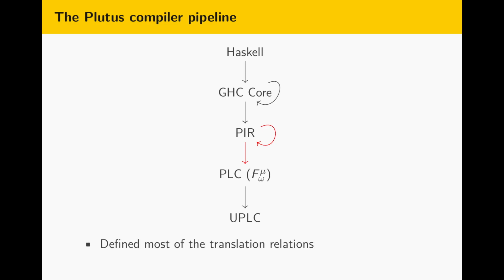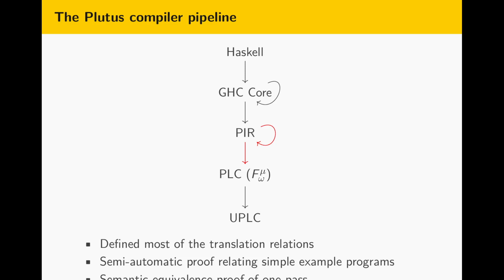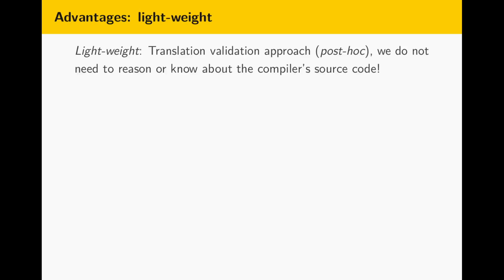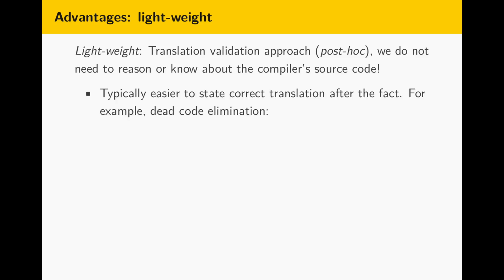So far we have defined most of the translation relations for these passes, and we have some semi-automatic proofs that can relate simple example programs. And finally, we have proven semantic equivalence for one of the passes. One of the advantages that we have found of using this approach is that it's lightweight. And the technique of translation validation means that we don't have to look at the internals of the compiler's implementation. And usually it's much easier to state that a translation is correct after the fact.